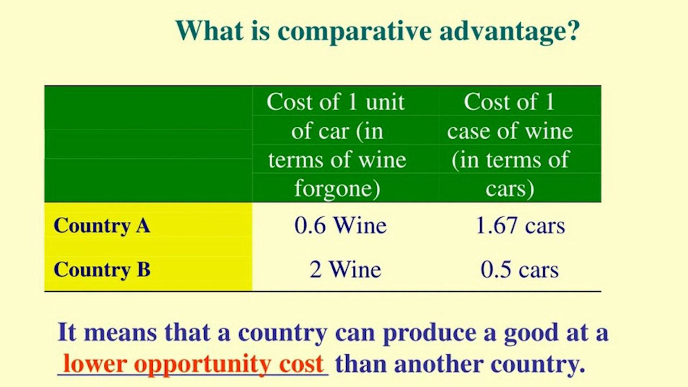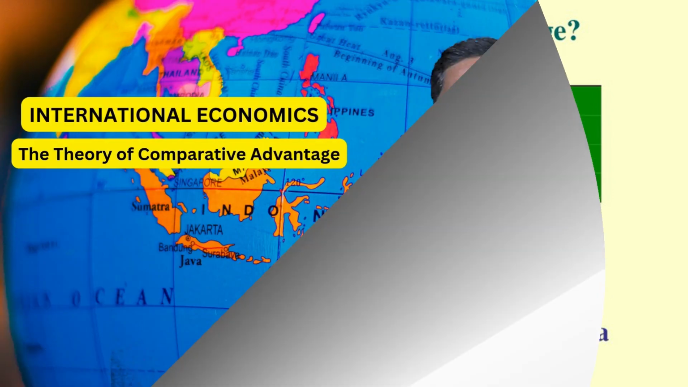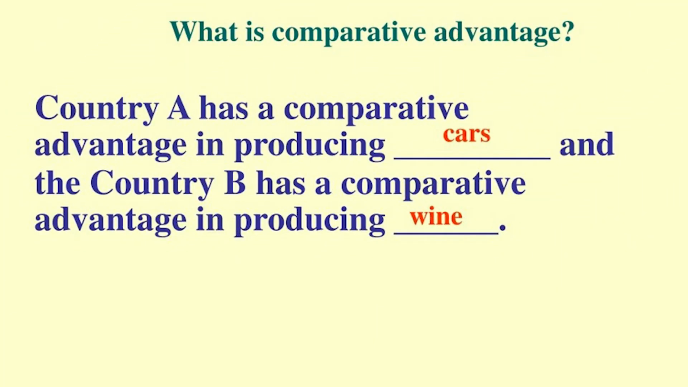In country A, we got 0.6 wine for a car, and in case of wine, we got 1.67 cars. For country B, the cost of 1 unit of car is 2 wine, and the cost of 1 unit of wine is 0.5 car. So it means that a country can produce a good at a lower opportunity cost than another country. So what is competitive advantage? Country A has a competitive advantage in producing cars and country B has a competitive advantage in production of wine.